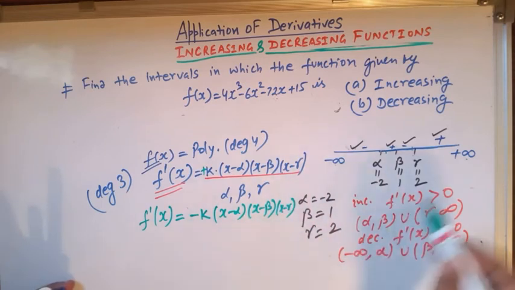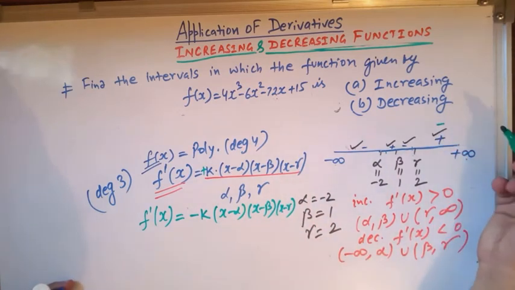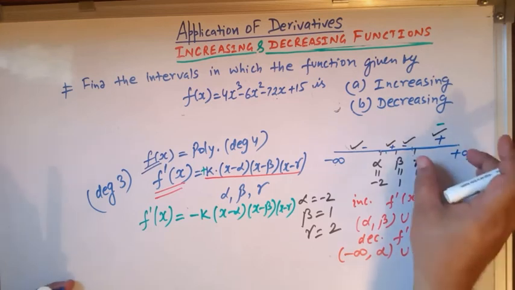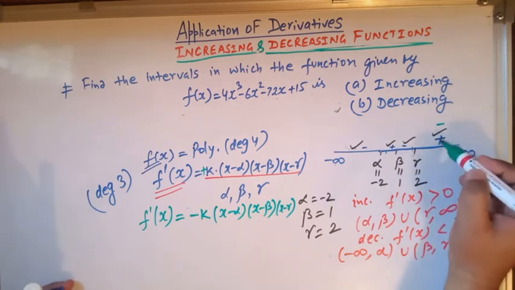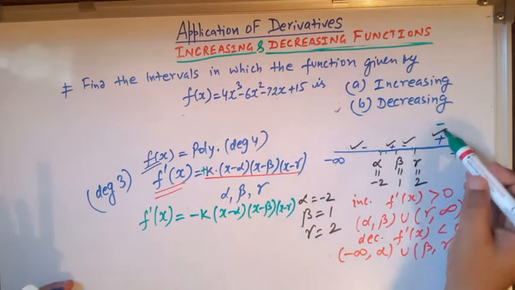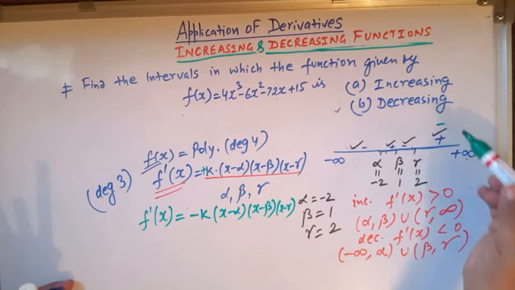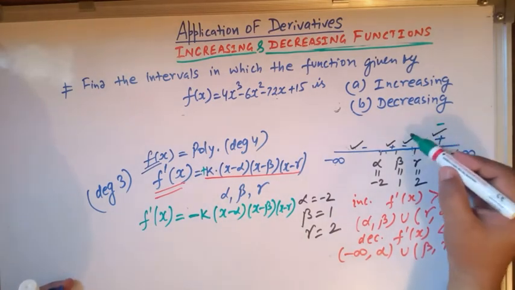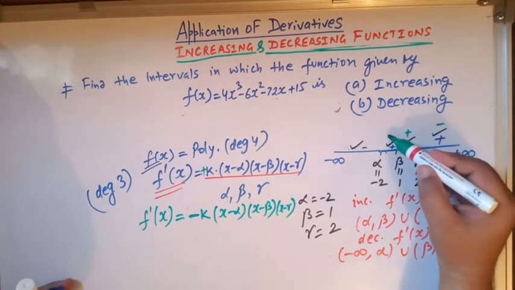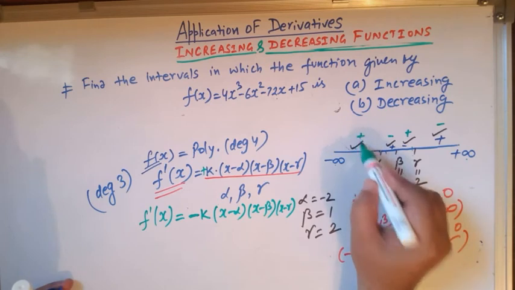Clear? So now this becomes negative. Again we'll start from the right, but this time this positive will become negative. Clear? This will become negative, or we'll start with the negative sign if here we have the negative sign. Clear? So negative, then we have positive, then negative, then positive.